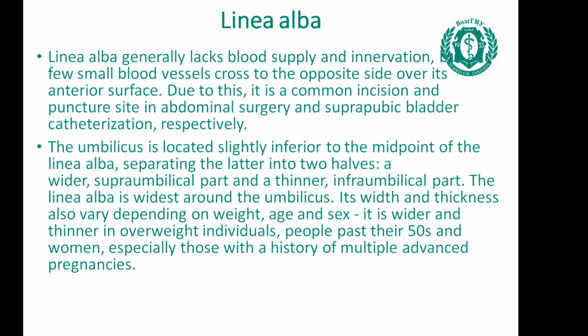Linea alba generally lacks blood supply and innervation, but a few small blood vessels cross to the opposite side over its anterior surface. Due to this, it is a common incision and puncture site in abdominal surgery and suprapubic bladder catheterization respectively. The umbilicus is located slightly inferior to the midpoint of the linea alba, separating the latter into two halves: a wider supraumbilical part and a thinner infraumbilical part. The linea alba is widest around the umbilicus.